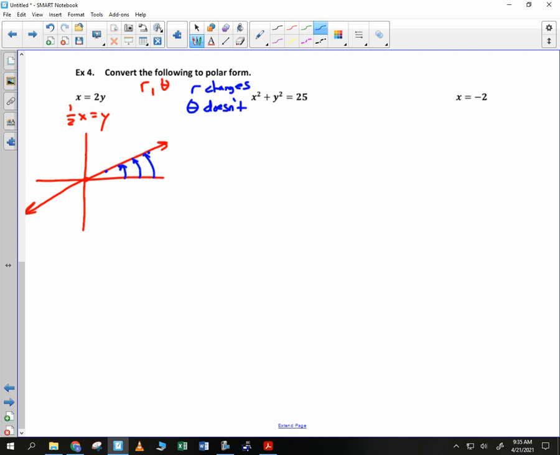Now, some of you are saying, well, Mr. Gens, that's not true, because theta is different over here. No, it's not. It's the same theta value. It's just the r value becomes negative. So let's try to put this into terms of r and theta. What do I insert for x? I insert r cosine of theta. What do I insert for y? You tell me. R sine of theta.